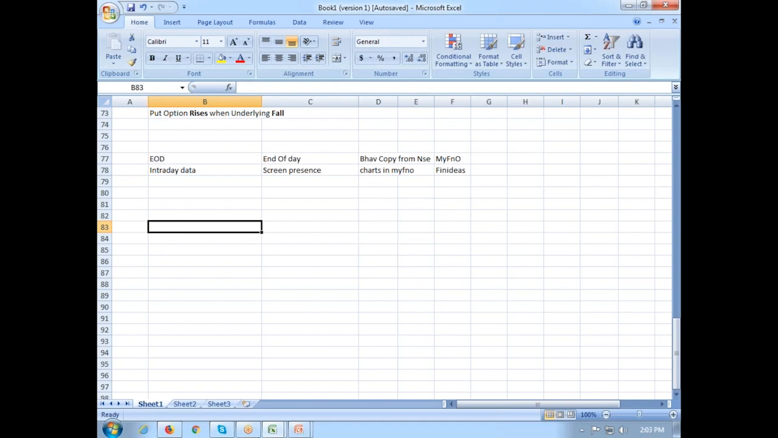They do not have a view on the underlying. Fundamental analysis zero, technical analysis zero, and they trade only and only options. Obviously, it depends on your comfort level. I'm not saying that you should become an option trader.